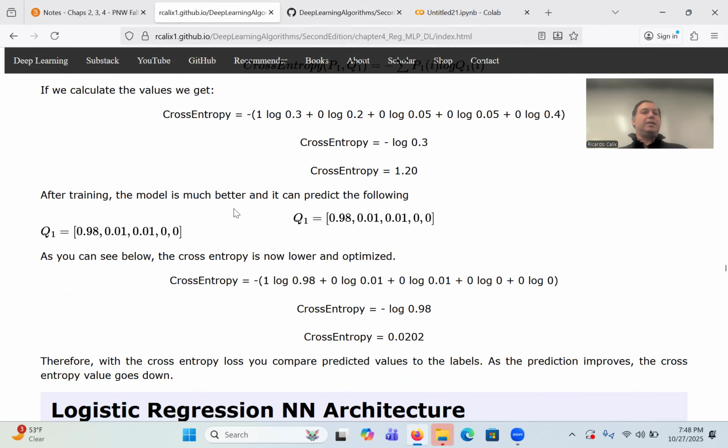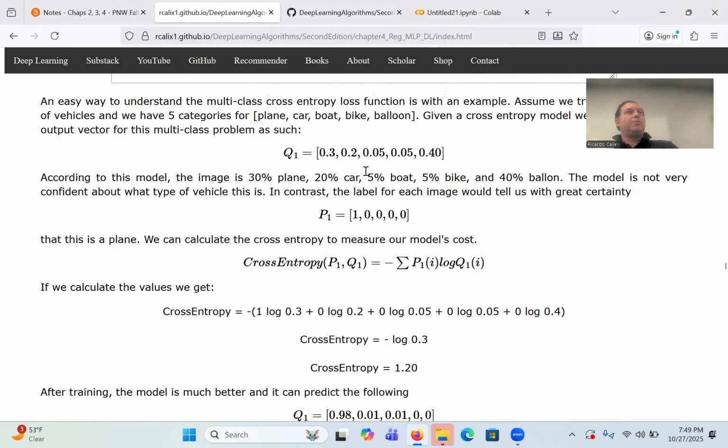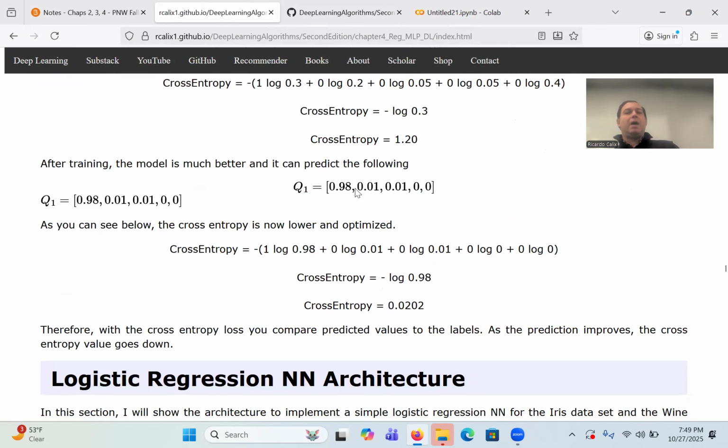Now, after training, the model is much better, right? And it can predict the following, 0.98, 0.01. Notice how before it predicted like 0.3, 0.2, 0.40. So obviously this model is much better. These probabilities add up to 1. Do you guys see that?